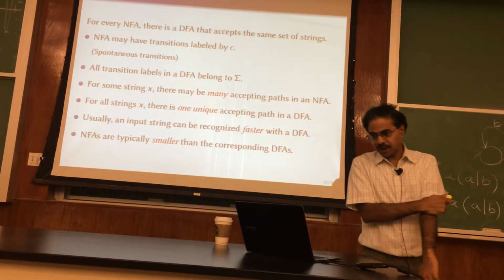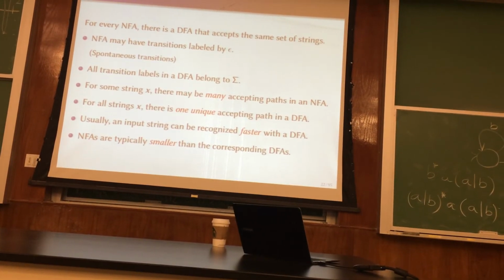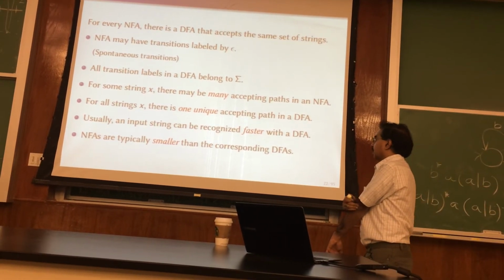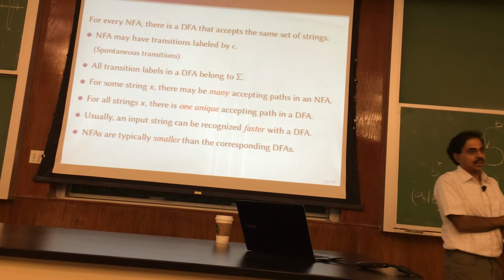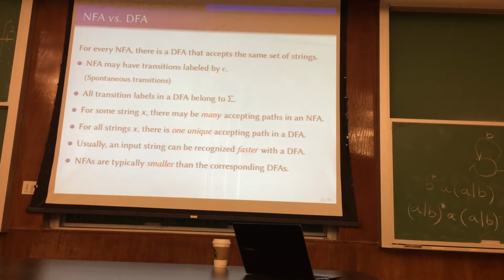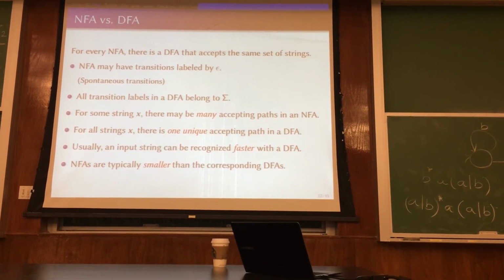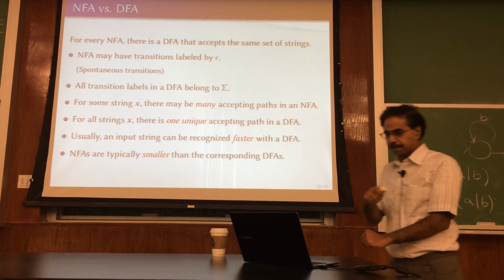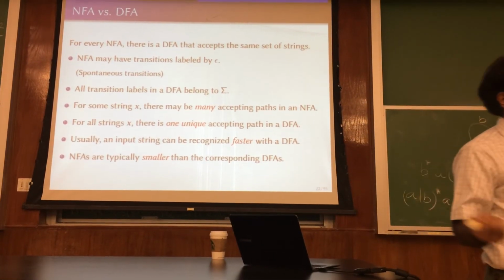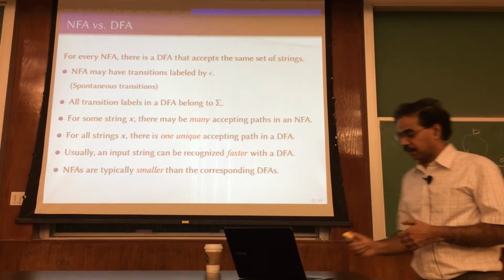We also know that for an NFA you could have the same character on multiple transitions out of a state. And of course what that translates to in terms of acceptance is that there could be many accepting paths in an NFA, whereas in a DFA, there is exactly one path that accepts. And as a result, obviously, it's easy to simulate a DFA. NFA is harder.